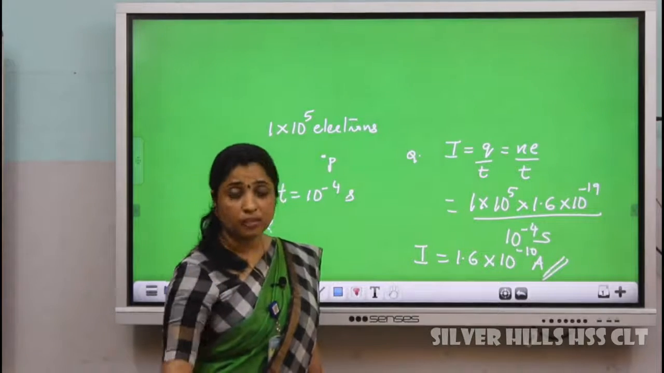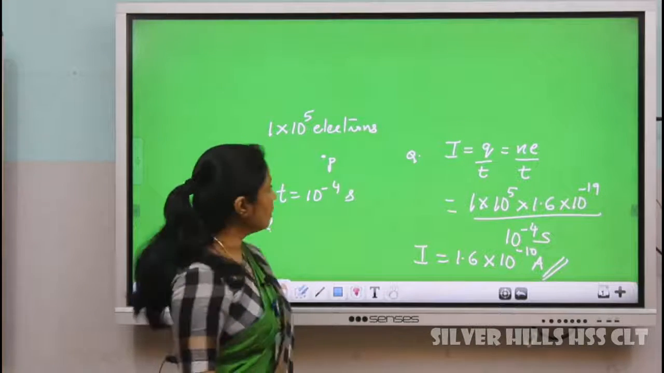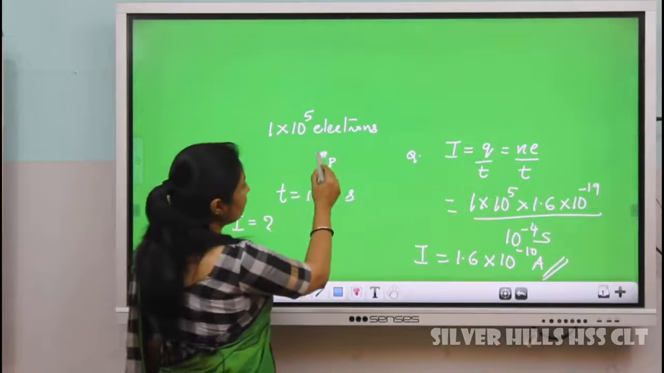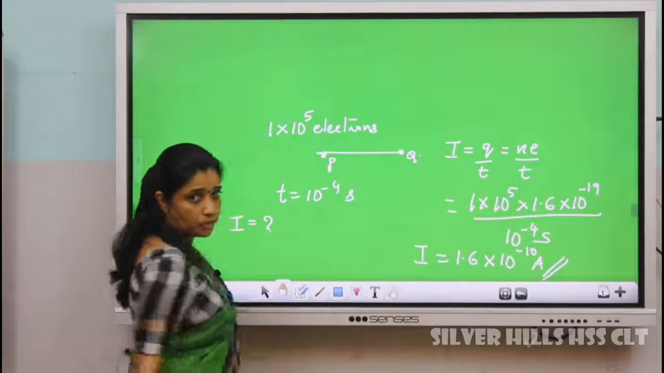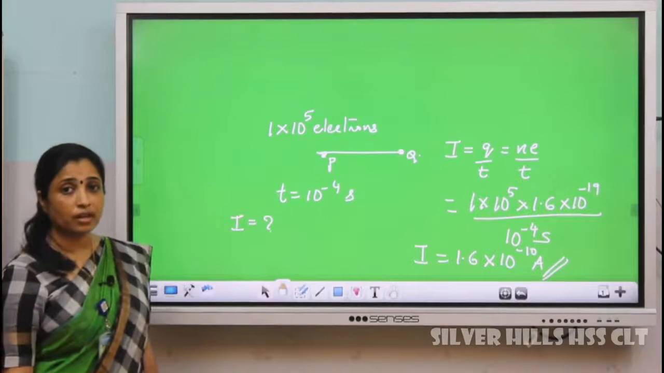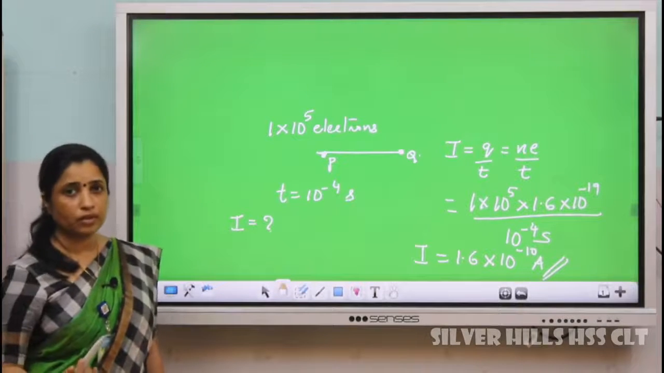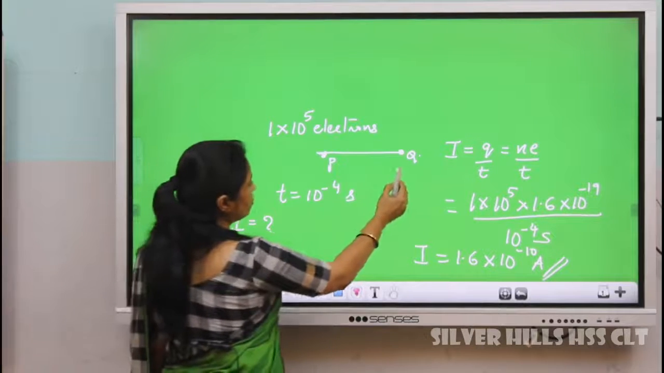Here the main point which you should keep in mind is, the electrons are moving from P to Q, that is given in the question. So the direction of current will be opposite to the flow of electrons and it will be from Q to P.